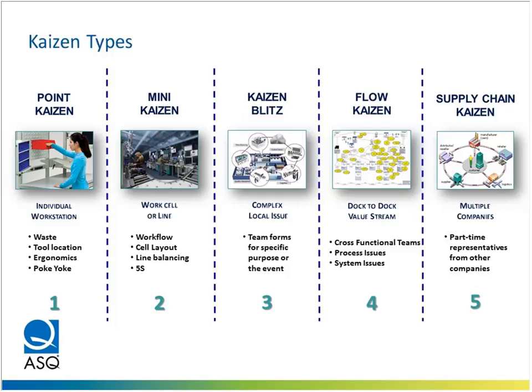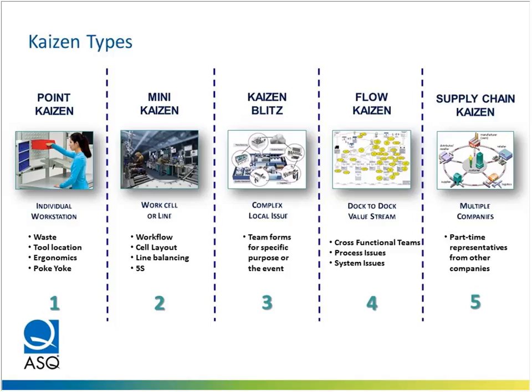The second Kaizen is a mini Kaizen. This is typically the individual now starts looking at an entire work cell. This is when you start looking at workflow, cell layout, line balancing, and 5S. Once you've done a couple of those, once your practitioners get more comfortable, some of them would be better equipped to do a Kaizen blitz. Typically the ones that most of us may have been taught to do, lasting in a format of 4 days and we solve the problem. This is when we start looking at complex local issues and typically have a team form just for this event.